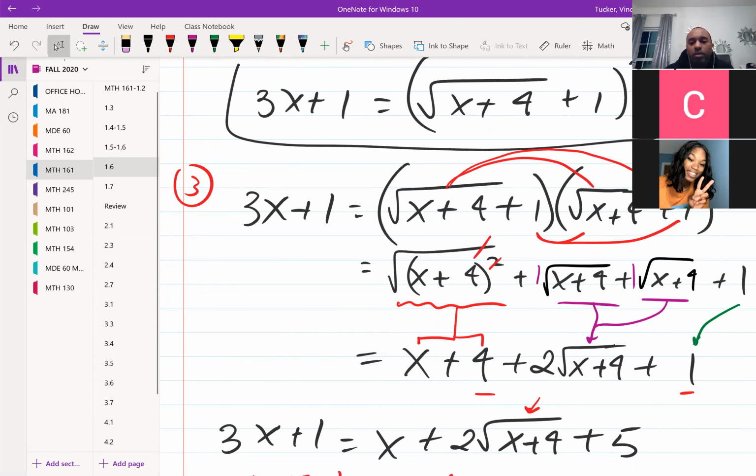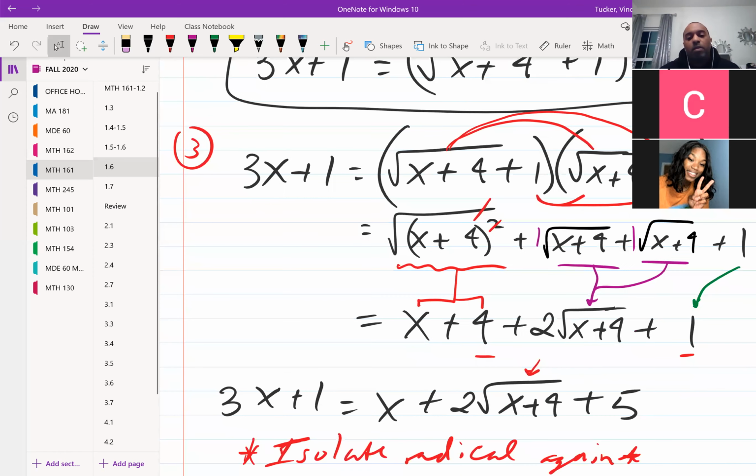All right, questions on the result so far, and then we can combine the like terms. That 1 plus 4, which is right here, gives us 5. So we have 3x plus 1 equal to x plus 2 square root of x plus 4 plus 5.